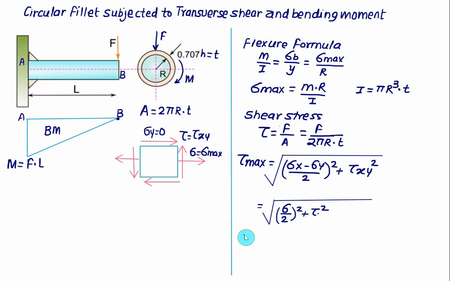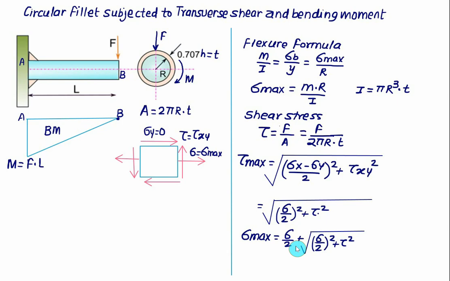And if we want to calculate the value of sigma max, it is (sigma x plus sigma y) by 2 plus under root of ((sigma x minus sigma y) by 2) whole square plus tau xy square, which is the same as sigma by 2 plus under root of (sigma by 2) whole square plus tau square.